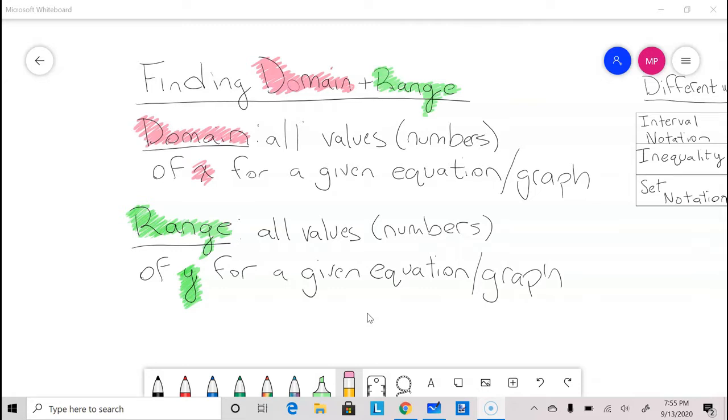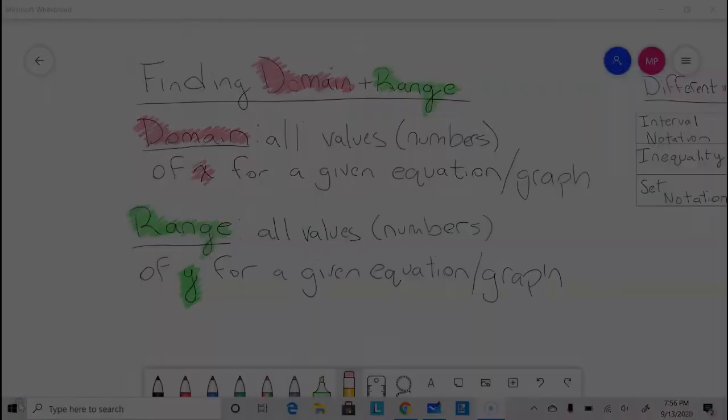You'll notice that I did color code them. There is a reason behind that. Domain will always be the x values, and range will always be the y values. And so these are our two definitions, and we'll see you back in a second for the different ways of writing out domain and range.